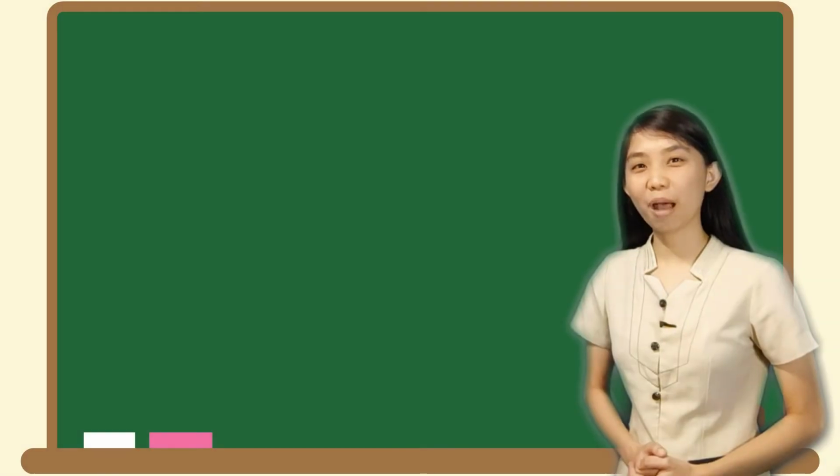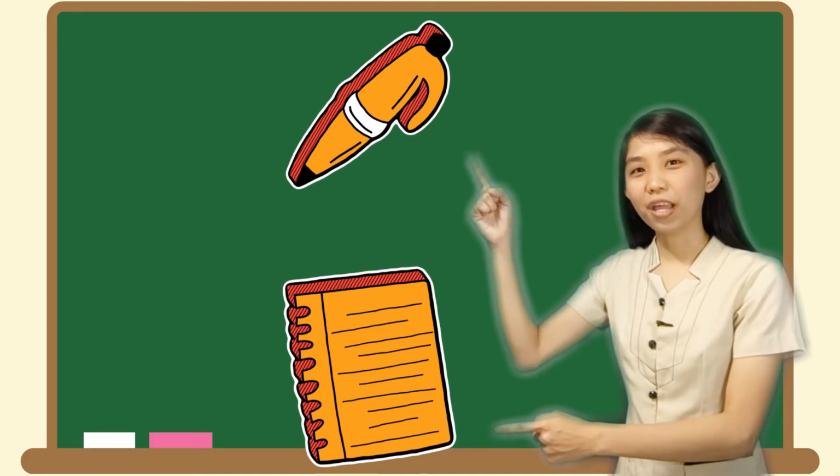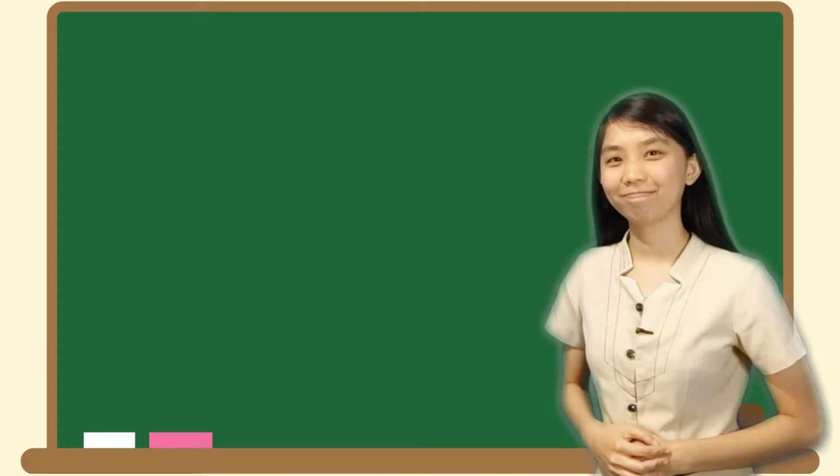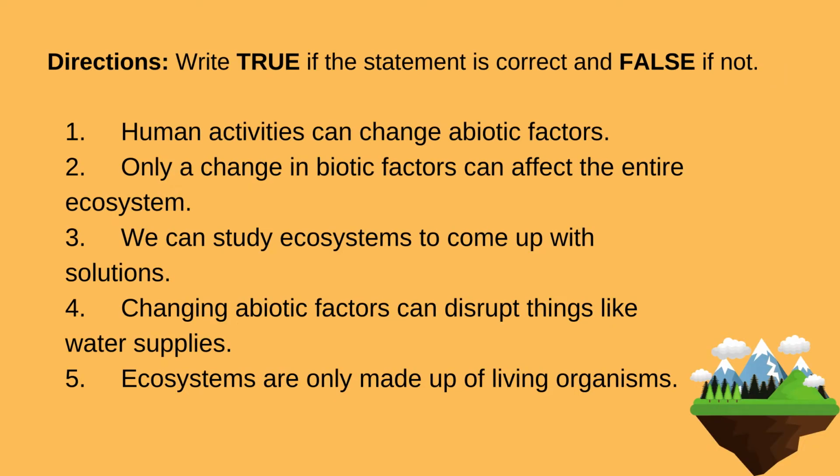Let us check your knowledge about the environment. Ready your pen and paper and answer the assessment. Directions: write true if the statement is correct and false if not. Number 1. Human activities can change abiotic factors. Number 2. Only a change in biotic factors can affect the entire ecosystem. Number 3. We can study ecosystems to come up with solutions.